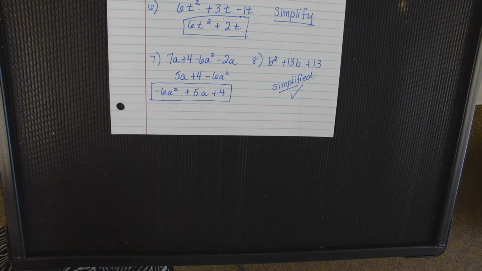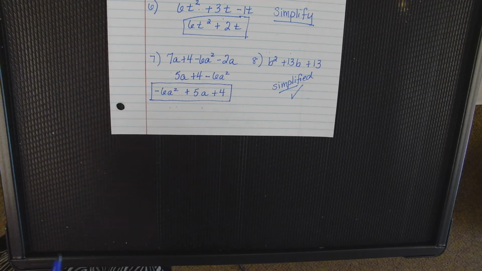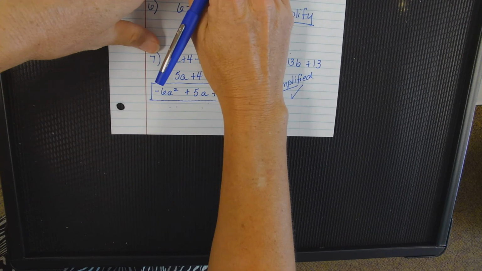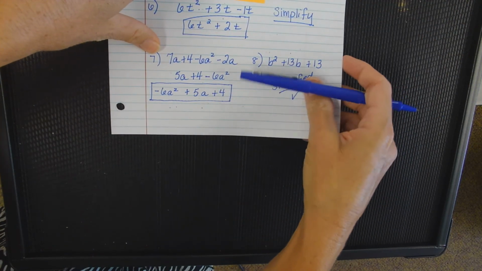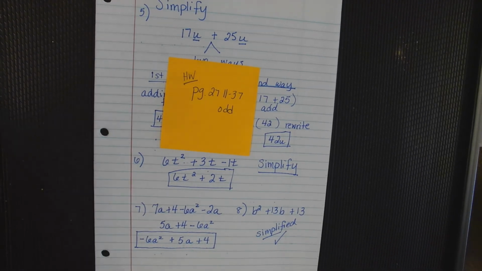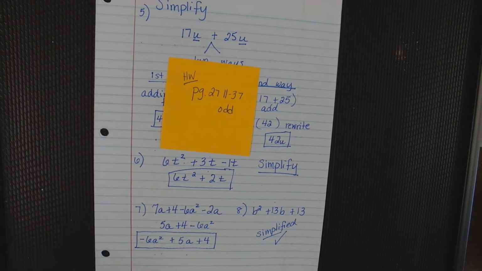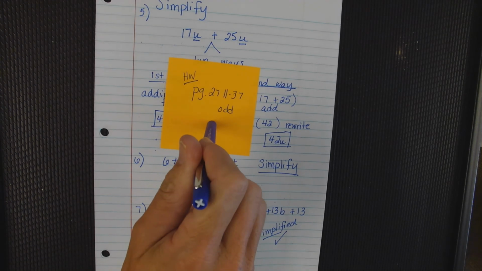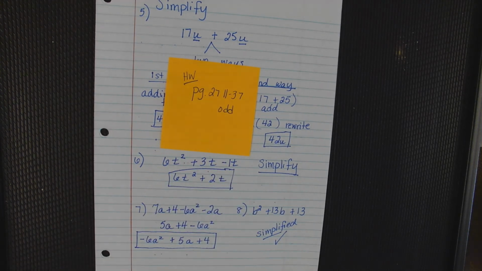All right, I want you to turn to page 27. And my distance learners, or those that are absent, here is your homework. For those in class, you can start your homework now. Okay, remember, my goal is for y'all to have no homework in here. You leave at 9:55. 11 through 37 odd. Work on that now.